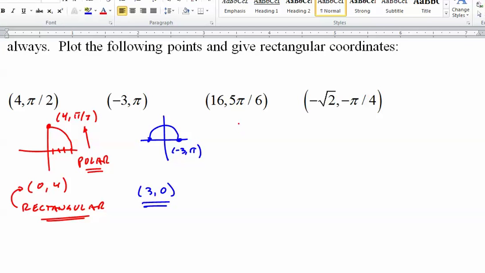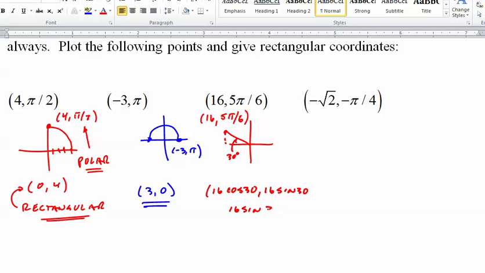16 and 5 pi over 6. And not to scale. 5 pi over 6 is here, so draw it out. And there we are. 16, 5 pi over 6. And rectangular is a little bit trickier now, so we know that this is 30 degrees. So the x would be 16 cosine of 30 degrees, and the y would be 16 sine of 30 degrees.